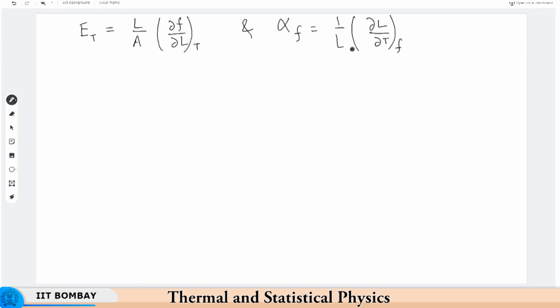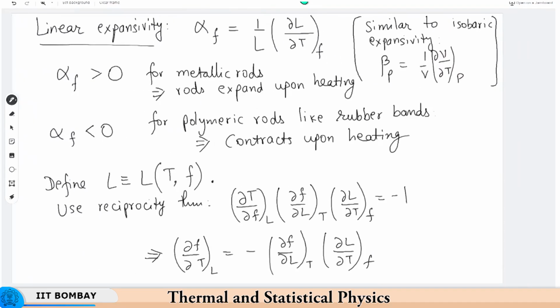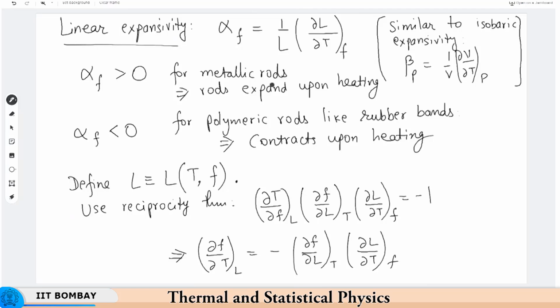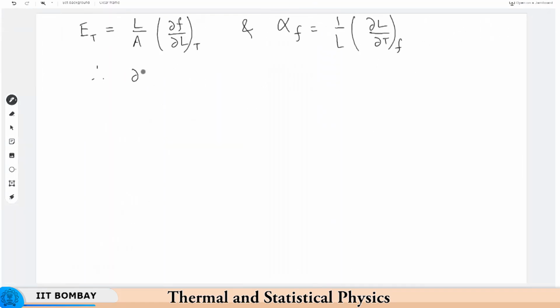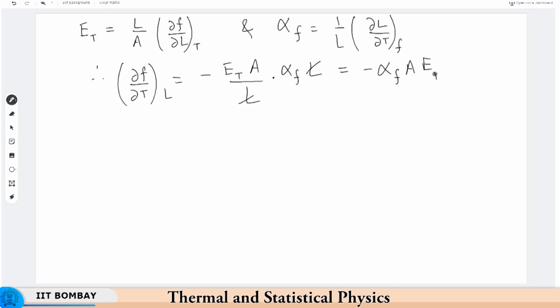Okay. So, if we now substitute these values here, we can see that the left hand side, del F by del T at constant L, simply can be written as minus E T times A divided by L times alpha f times L, right, and this L cancels out and we are left with minus alpha f A times E T, and let us call this equation number 1. Okay. So, that is the important result. All right.